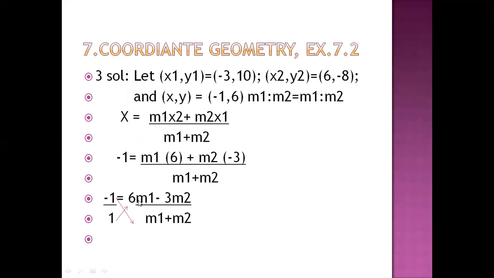6 into m1 is 6m1, and -3 into m2 is -3m2, by m1 plus m2. Now -1 can be written as -1 by 1. So now you do the cross multiplication. (m1 plus m2) into -1 is equal to (6m1 minus 3m2) into 1.